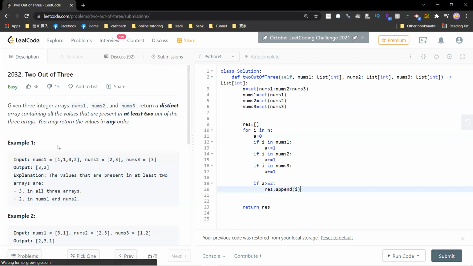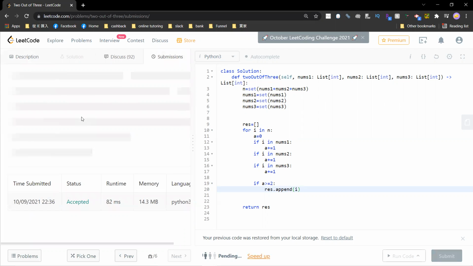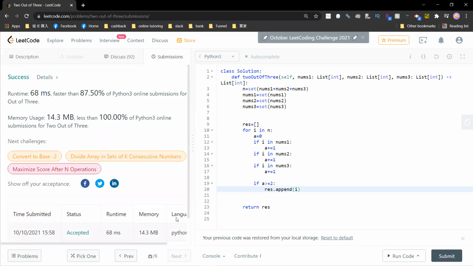Yeah, so this is the answer, and I'm not sure, but you definitely can solve this problem, right?